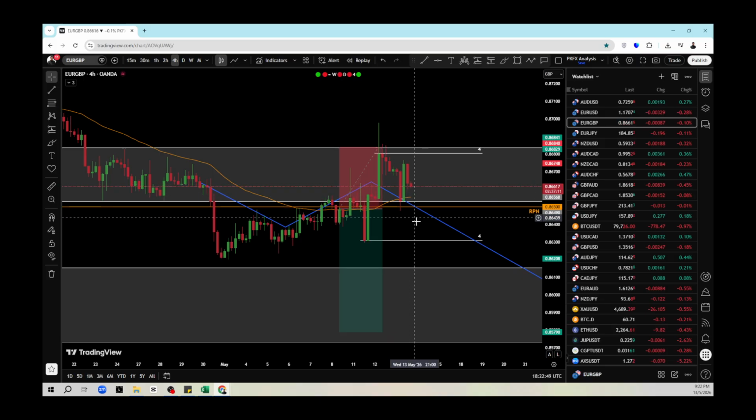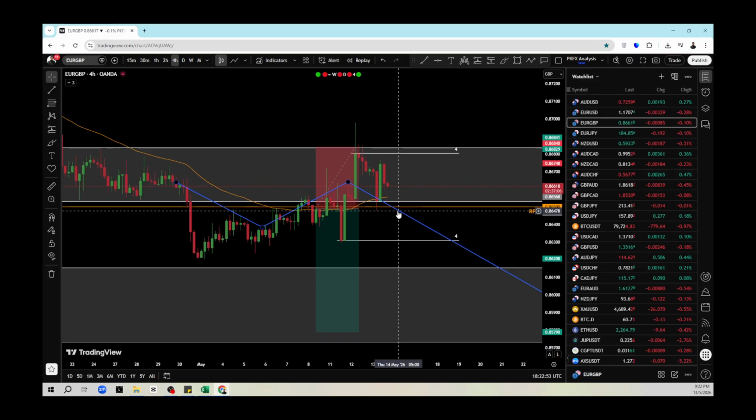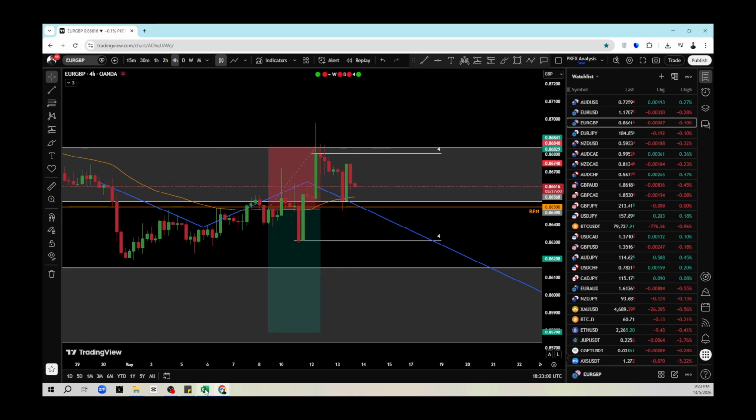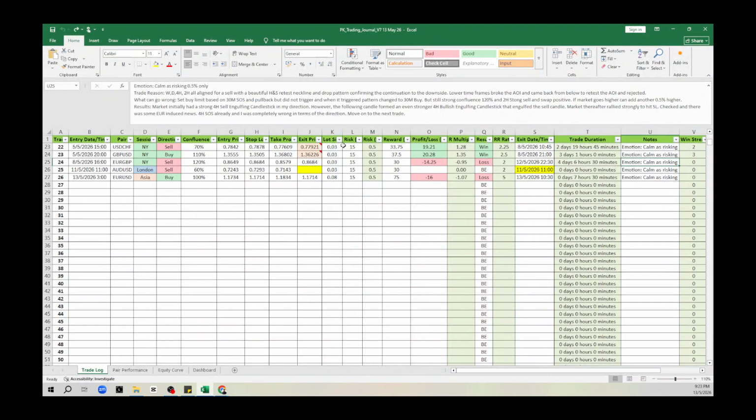Now if the market breaks again below this 4-hour EMA, and the round psychological number as well, then maybe there's something to look at, right? But for now, I'm just going to stay clear over here. And the important part is documenting this particular trade.